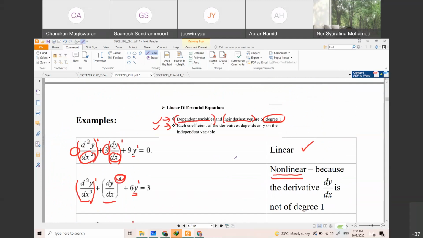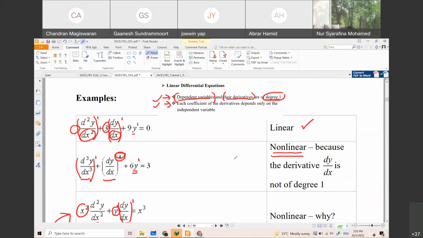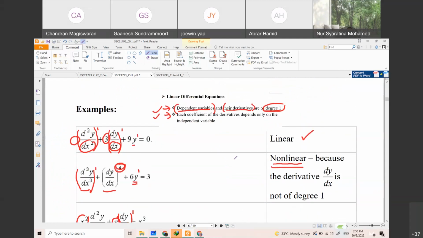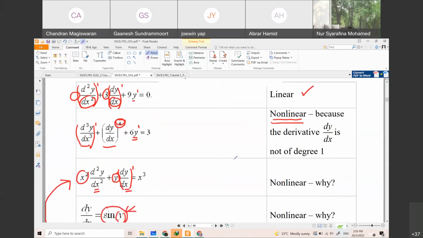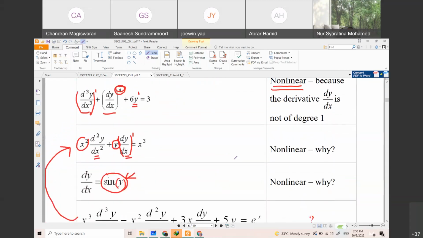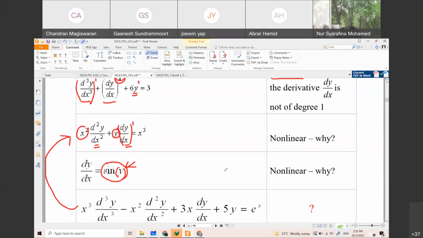What if the equation just now equals sine x? Does it count as linear? Sine x. Yes, because sine x is not the coefficient of the derivative. Remember, x is the independent variable. It stands alone.